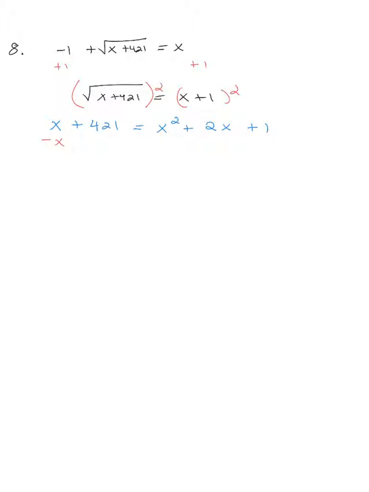I'm now going to subtract x from both sides, as well as 421. And when I do, I get 0 is equal to x squared plus x minus 420.